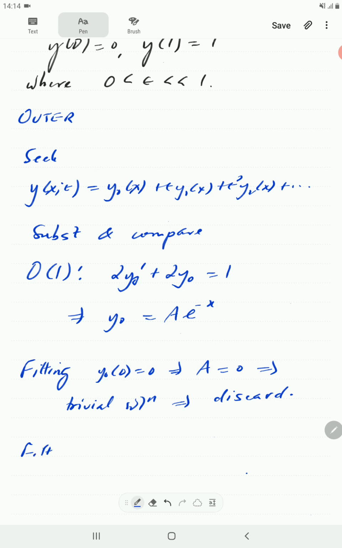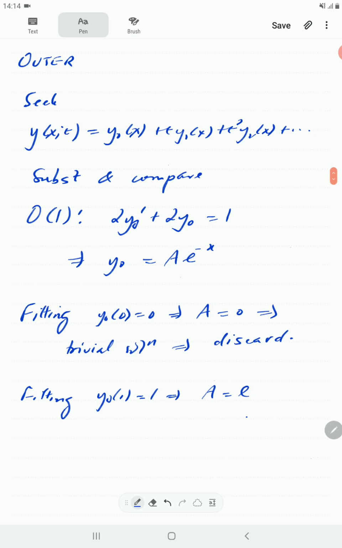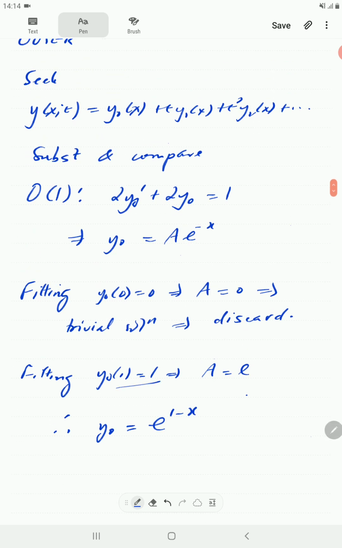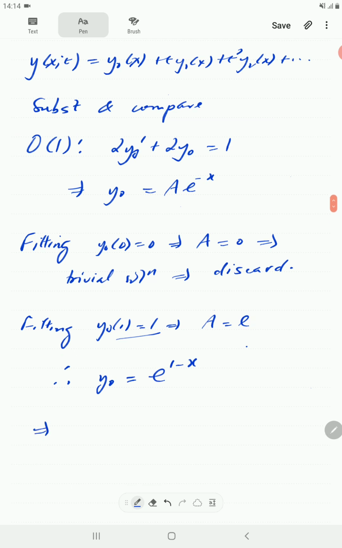Trivial solutions we don't like very much, so we are going to discard this option. And then if we fit the other condition at x equals 1, this one tells us that a must be equal to e, and therefore y naught is going to be e to the power 1 minus x. So this is telling us that the outer solution is valid at the x equals 1 end, and so it implies that the boundary layer is going to be at the x equals 0 end.